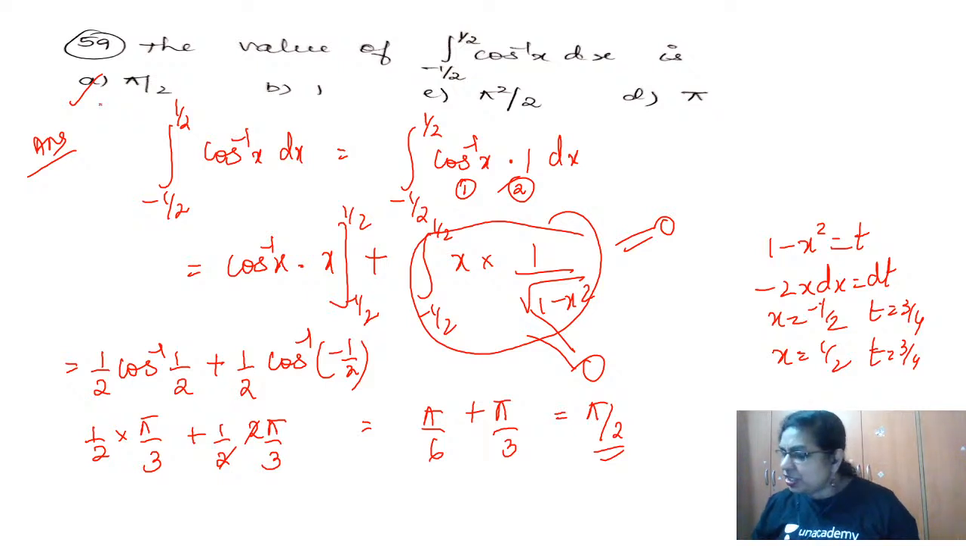And the last question, is it pi? No, it is pi by 2. Got it? Because here you had to use cos inverse of minus x is pi minus cos inverse of x. So it is pi minus pi by 3, which is equal to 2 pi by 3. Okay, get that answer quickly.